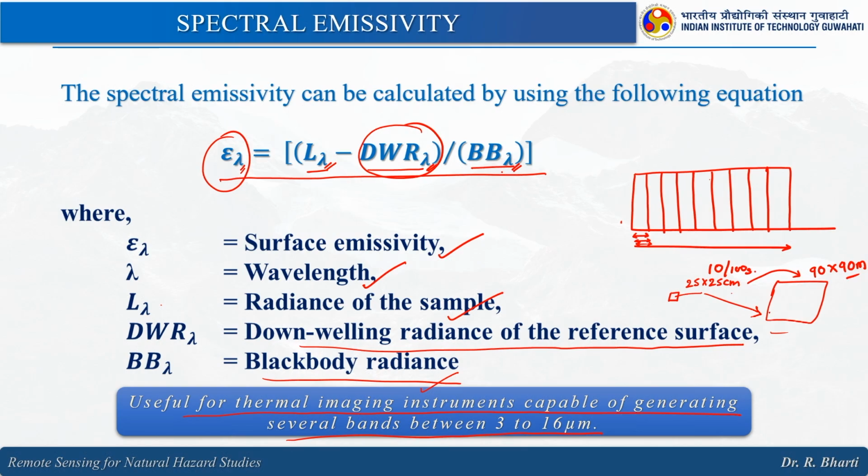Now, we have this limitation from space, because the energy has to travel through our atmosphere to space to be captured. But if we have a field instrument which is capable of generating narrow bandwidth images in the thermal wavelength range, we can have hyperspectral data. So, we will have hyperspectral thermal remote sensing.